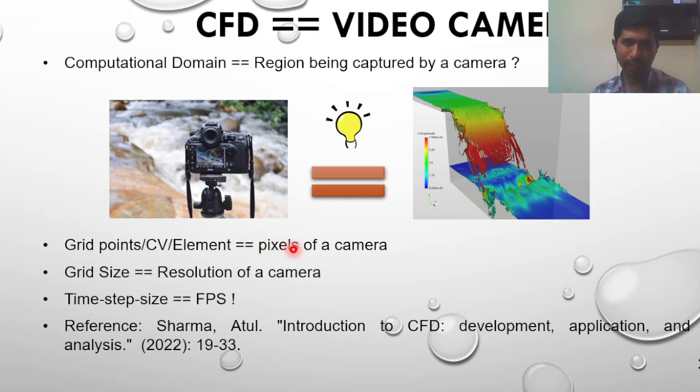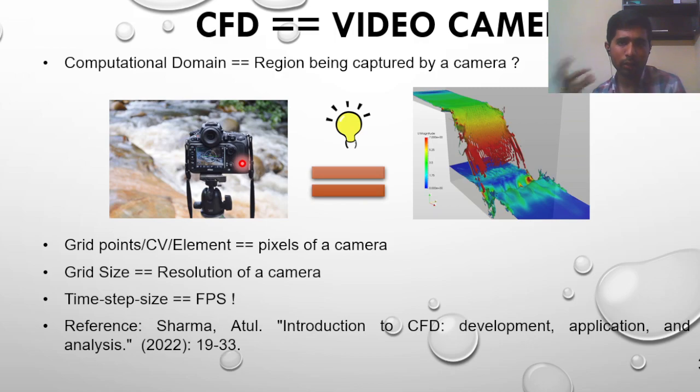Now the grid points, or in the finite volume method the control volumes, and in the finite element method the elements, are nothing but the pixels of a camera. The camera also has a resolution, right? That is, how many pixels there are, basically how many points the screen is divided into. How many points the picture can be divided into, that is the pixels. Those are the grid points.